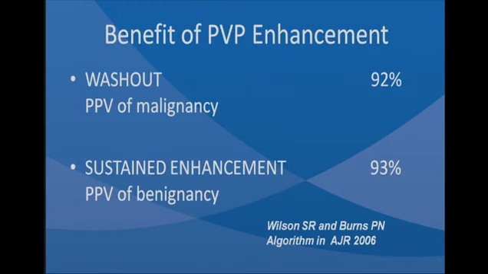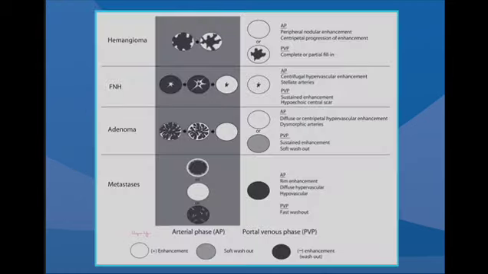And so in the early work that we did, we found that this benefit of portal venous phase enhancement was really very significant in terms of characterization of mass lesions, in that washout has a very high positive predictive value of malignancy, and sustained enhancement alternately has a high positive predictive value of benignancy.